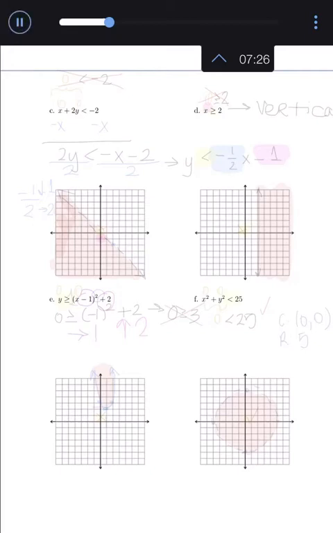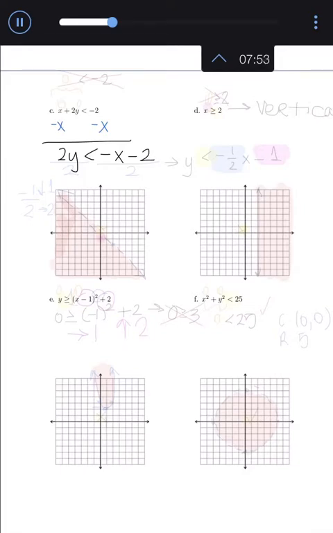Let's look at the next one. The next one is also a line. Again, if you're not sure how to graph it, feel free to put it in slope-intercept form. So starting out, to put this thing in slope-intercept form, we would start by subtracting the x from both sides, which would give us 2y is less than negative x minus 2.